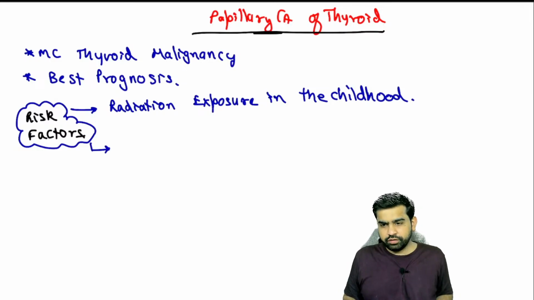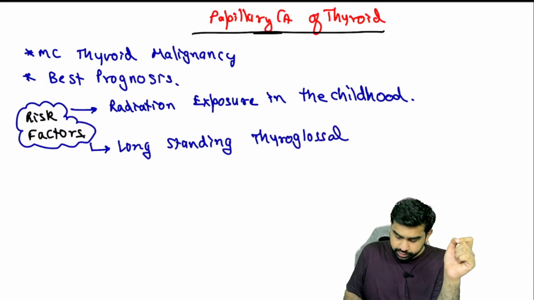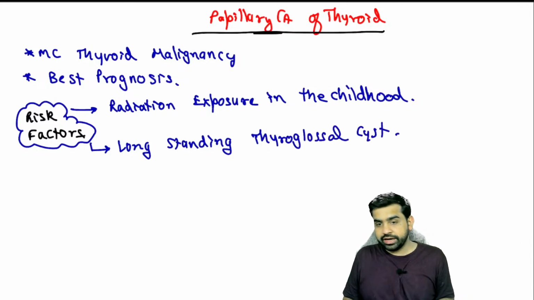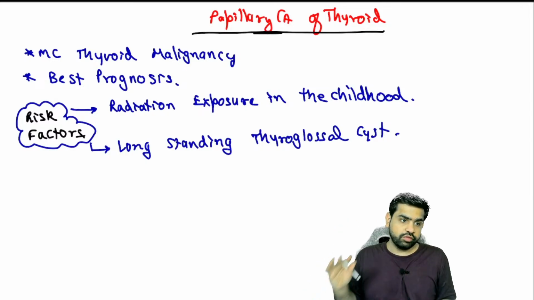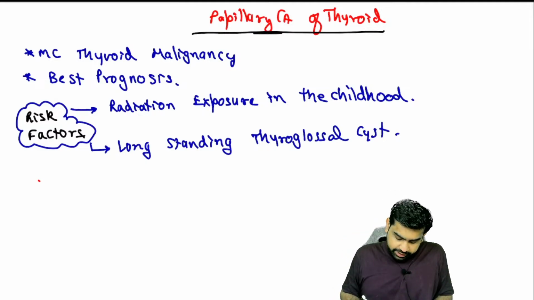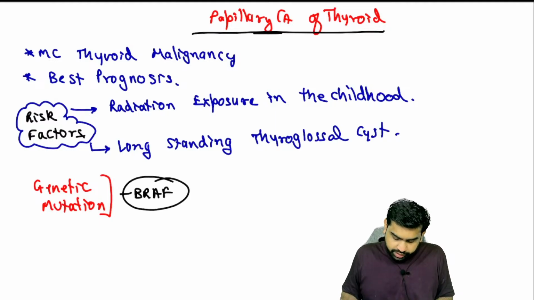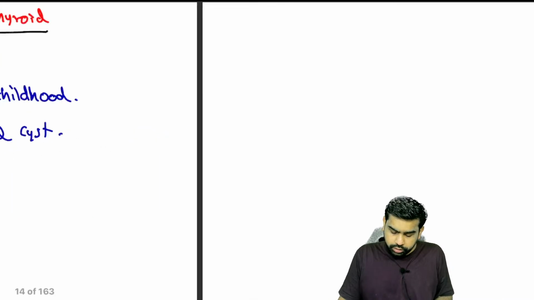What is the other risk factor? A long-standing thyroglossal cyst. All these are the important risk factors for the development of papillary carcinoma of thyroid. And what is the genetic mutation which is associated with this? It is the BRAF gene mutation.